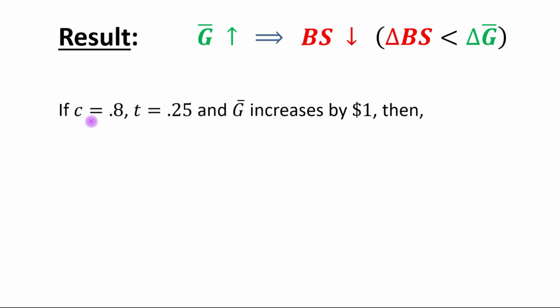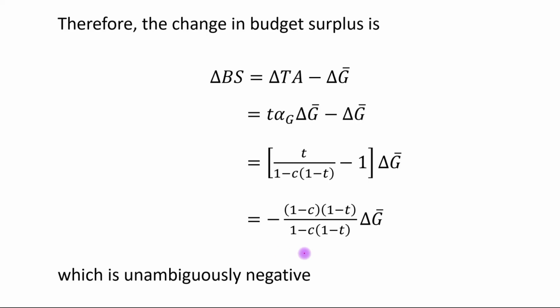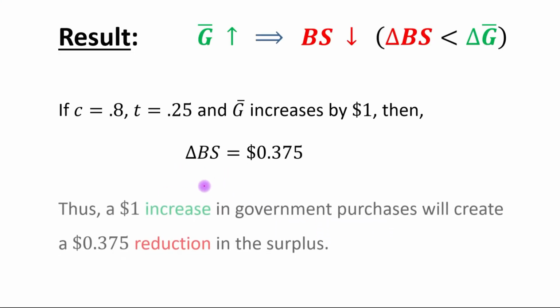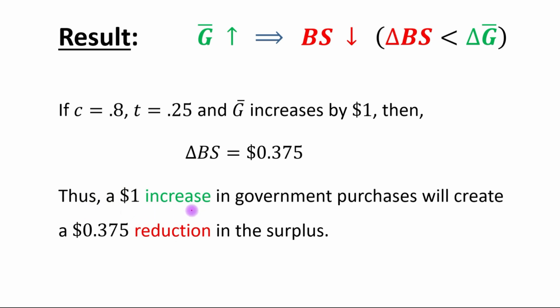If MPC is 0.8, tax rate is 0.25 and government expenditure increases by $1, then change in budget surplus will be $0.375. You can calculate this using this formula. Thus a $1 increase in government purchases will create a $0.375 reduction in the surplus.